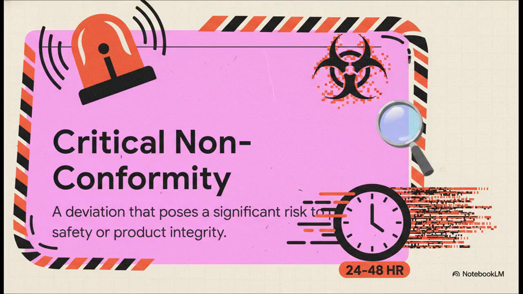Let's start at the very top. A critical non-conformity. I mean, this is a full-on red alert. This is not just a mistake, it is a direct threat to a patient or to the product itself. We're talking about things like data fraud or contamination. This is the kind of thing that triggers an immediate stop work order and needs a response, like right now, often within 24 to 48 hours.